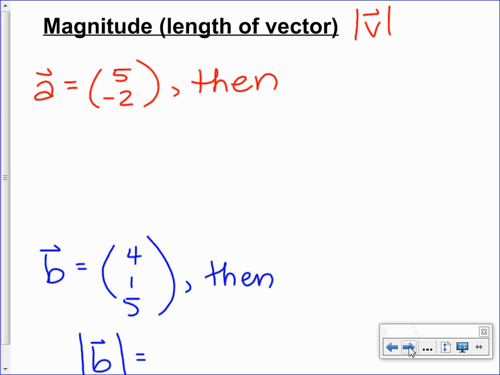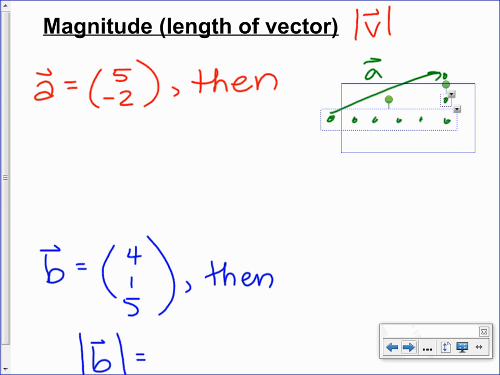All right. Let me take you back to geometry. Here's why magnitude does what it does. A is 5. So 1, 2, 3, 4, 5, and then up 2. Down 2.